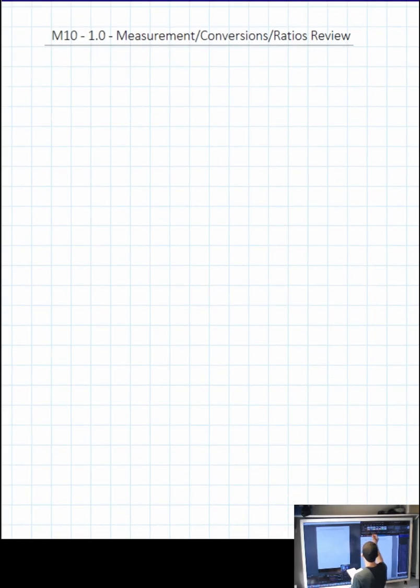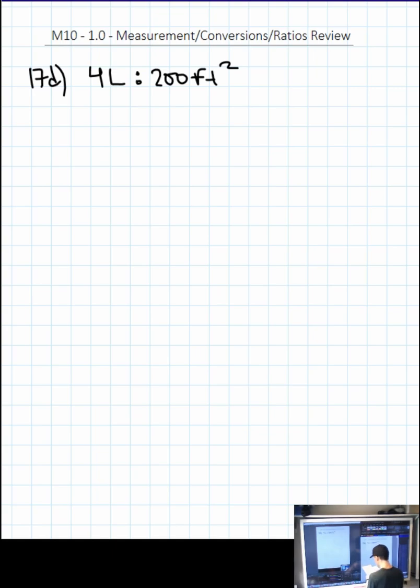Okay, 17D. So 4 liters covers a 200 square foot wall. So how many liters of paint in order to cover 50 square meters? So question mark liters, colon, 50 meters squared.